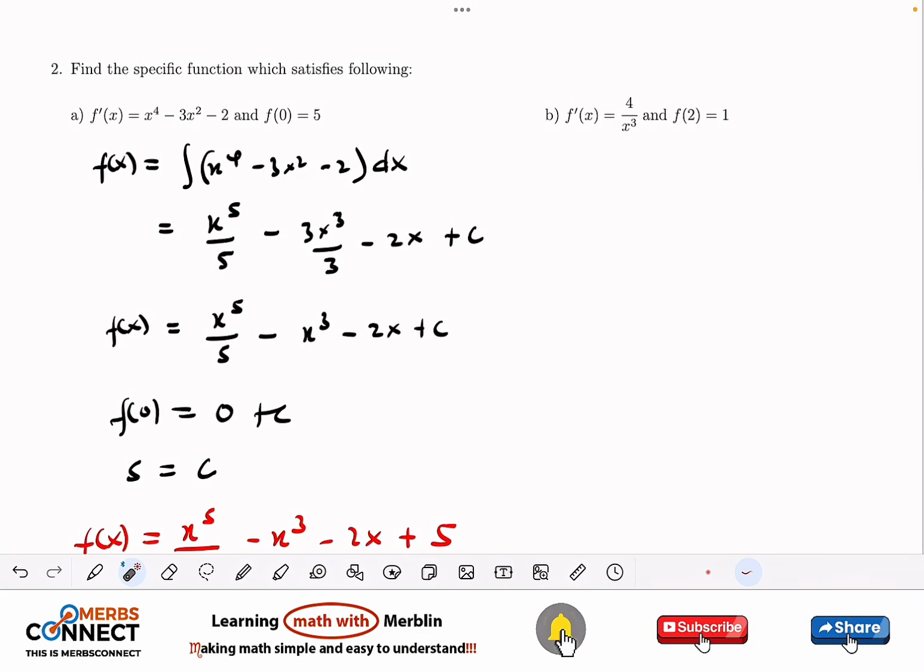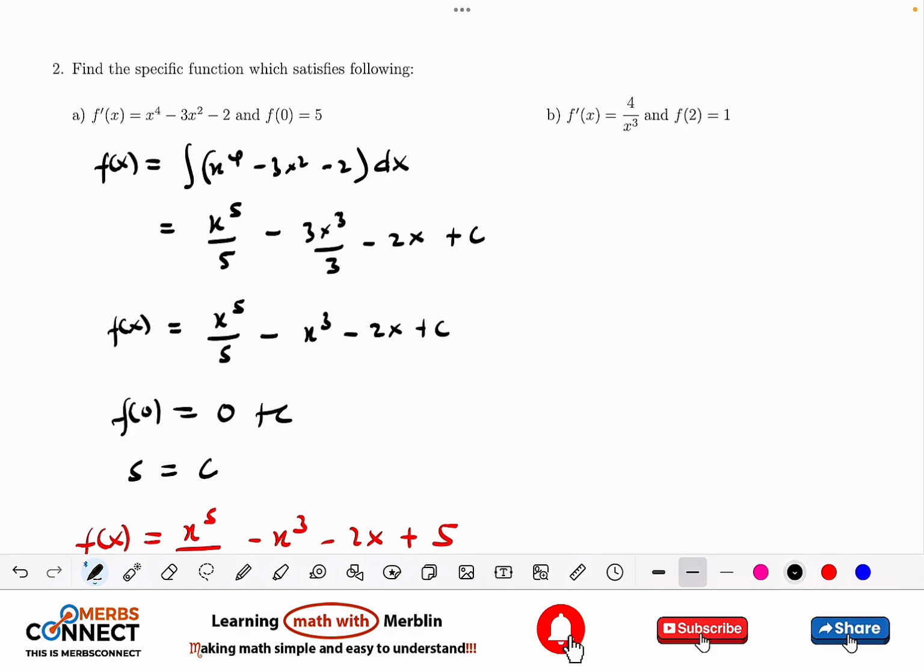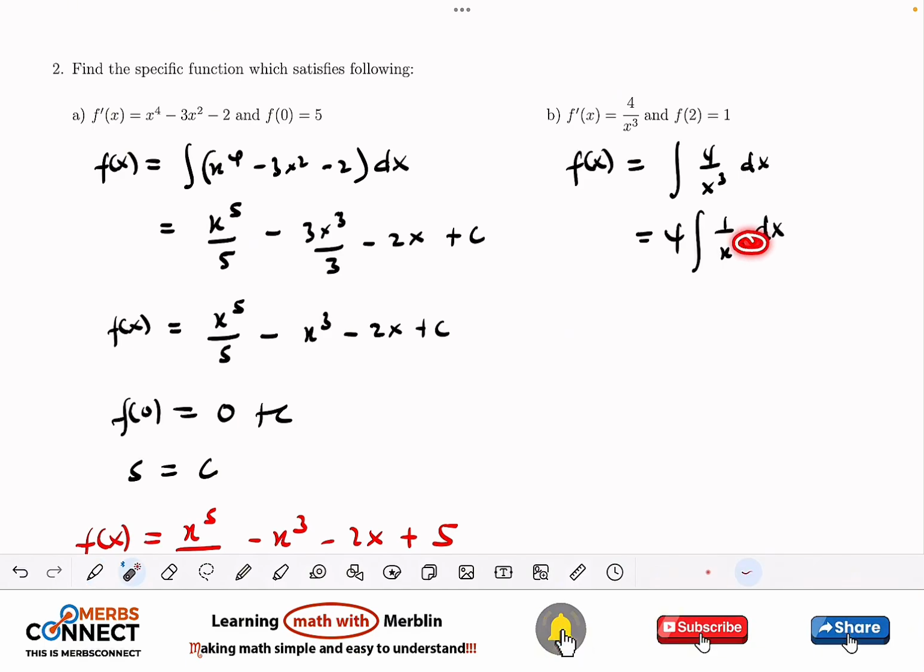Let's look at b. The same thing. When I integrate f prime, I'll have f of x, which will be equal to integration 4 over x cubed dx. I'll factor my constant 4 out. Then I'll have 1 over x to the power 3 dx. Now the power here is not 1, so I'm not thinking about a log function. So I'm thinking about now moving this one up to have something like this.